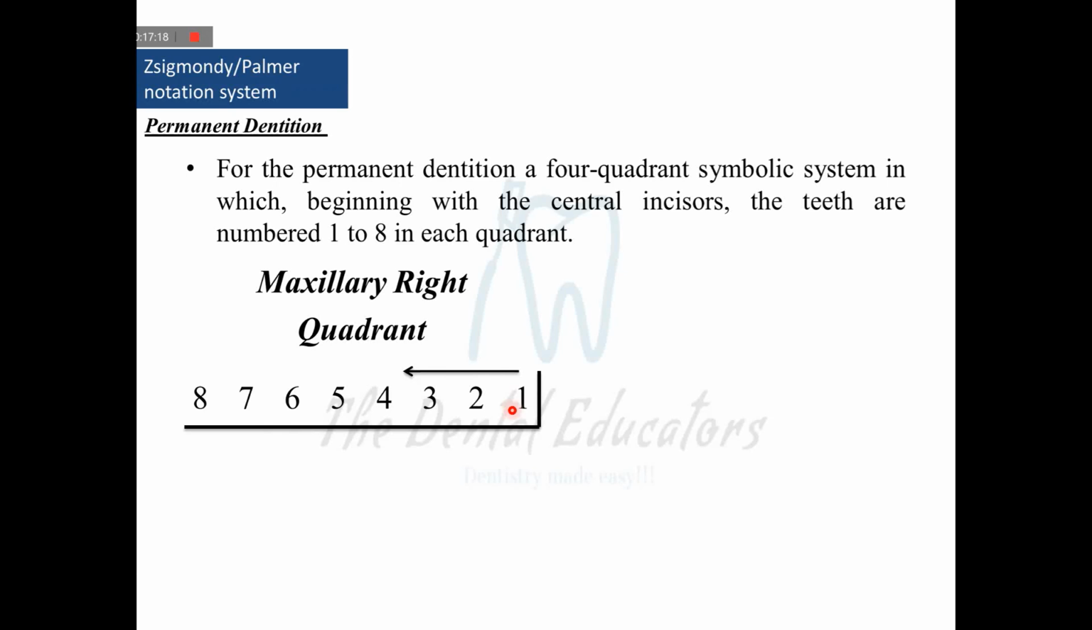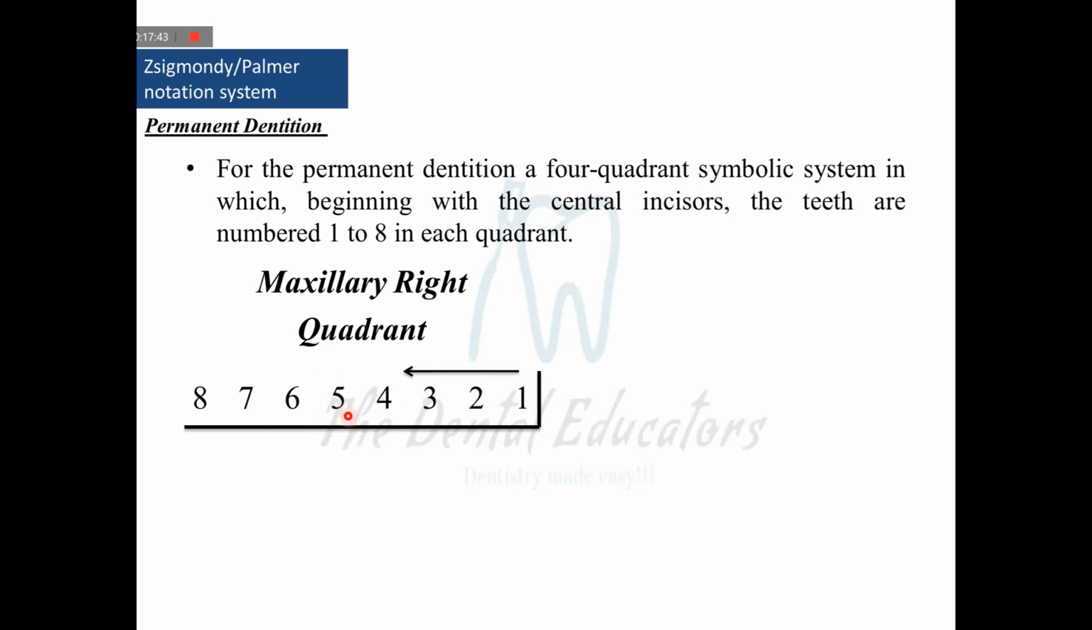The second tooth from the midline for the maxillary right quadrant is the lateral incisor, which we write as number 2. The third tooth is the canine for the maxillary right quadrant from the midline. So the fourth tooth from the midline is the first permanent premolar. The fifth tooth from the midline is the second permanent premolar.